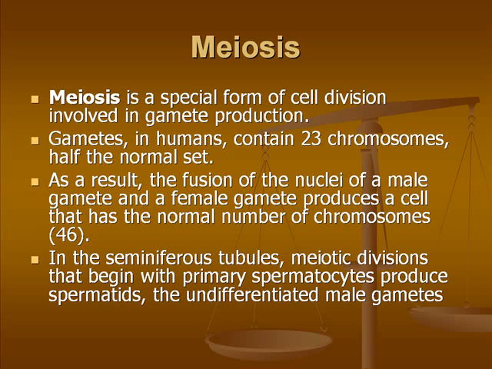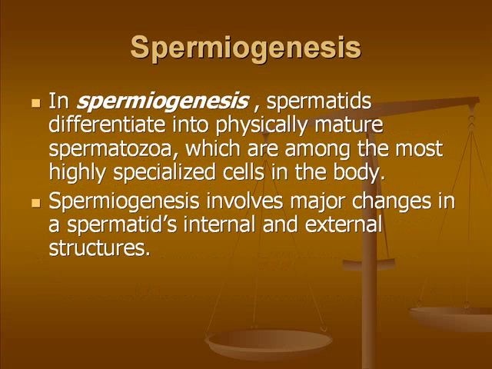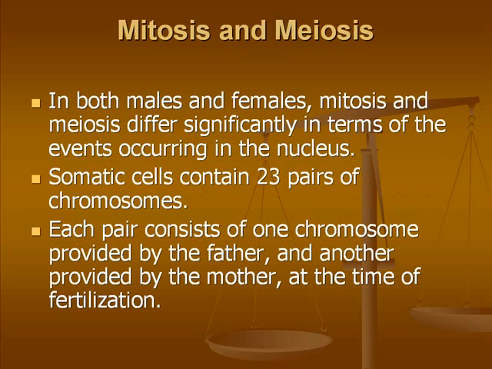Now, in the seminiferous tubules in the male reproductive system, meiotic divisions will begin. The primary spermatocyte will then produce spermatids. These are undifferentiated male gametes. In the process of spermiogenesis, these spermatids will then differentiate physically into mature spermatozoa, which are among the most highly specialized cells in the body. Spermiogenesis involves changes in the spermatids, internally and externally, in their structural makeup.